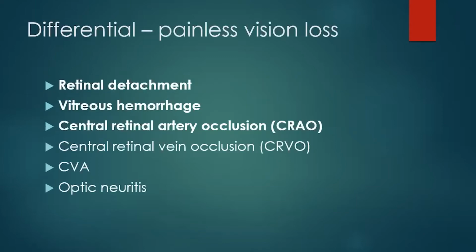So quickly, if there was someone younger on here, the differential we'd have in the eye includes things like retinal detachment, a vitreous hemorrhage, a central retinal artery occlusion, bolded here because we'll talk more about vein occlusion, a CVA, or something like optic neuritis, also something to keep on the differential as you're working this person up.